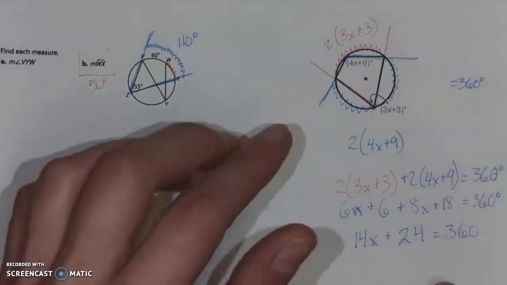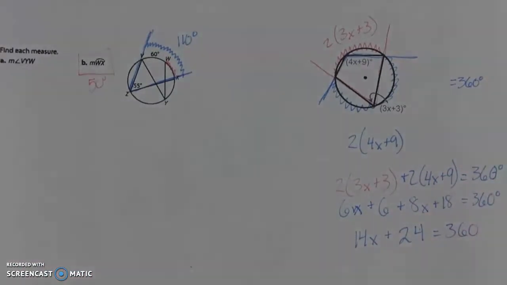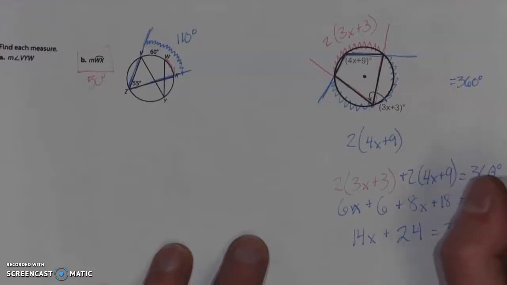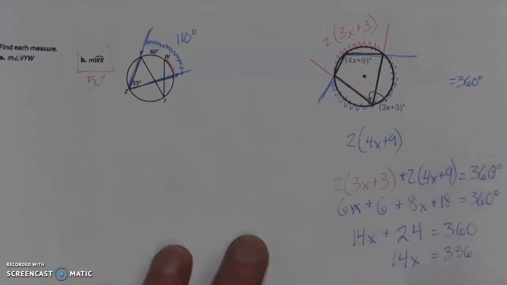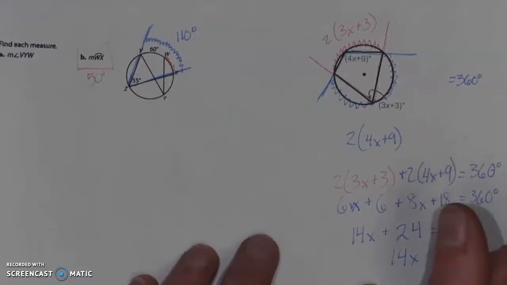And now we're back to normal solving. So go ahead and take 360, subtract 24 from both sides, and you get 336 is equal to 14x. Dividing both sides by 14, I end up with a final answer of 24.